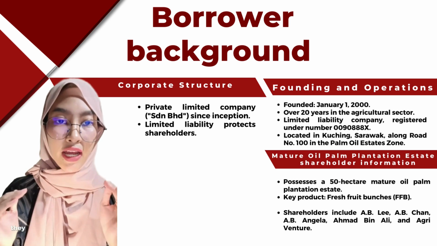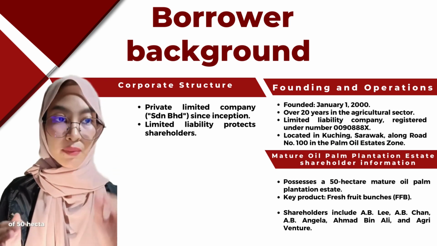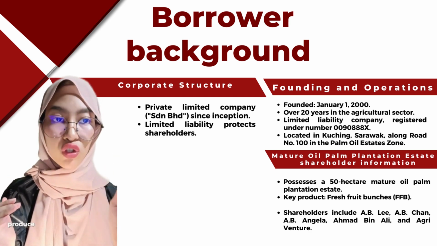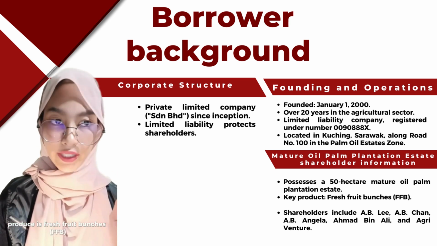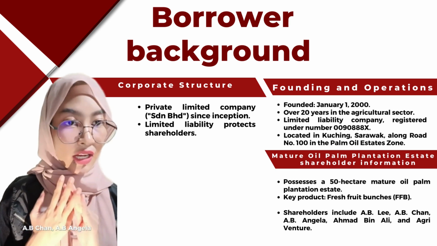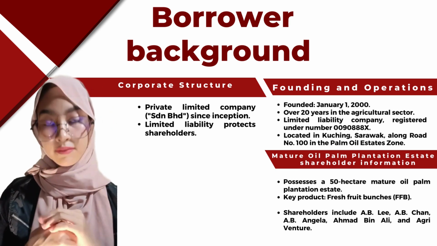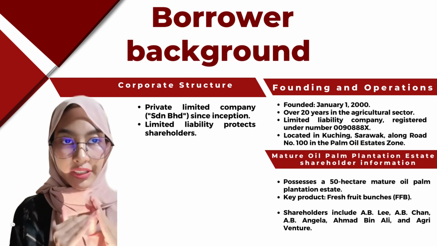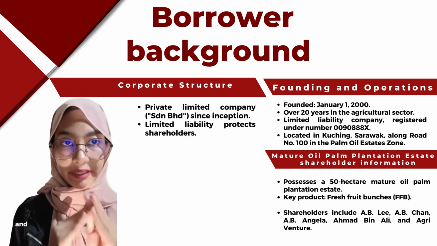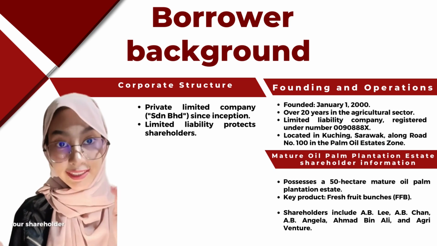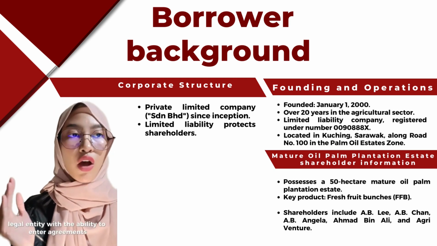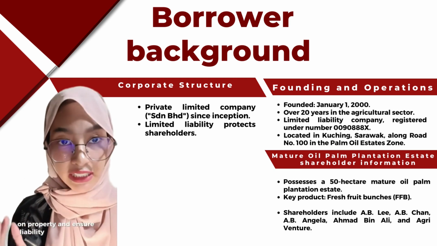Next is the mature oil palm plantation estate and shareholder information. The company already possesses a 50-hectare mature oil palm plantation estate, and the main product they produce is fresh fruit bunches (FFB). The shareholders include Abi Lee, Abi Chan, Abi Angela, Ahmad bin Ali, and Agri Venture. The third is corporate structure. This company is a private limited business, a Sdn Bhd, and limited liability protects the shareholders' personal assets. It is a distinct legal entity with the ability to enter agreements on property and incur liabilities independently.